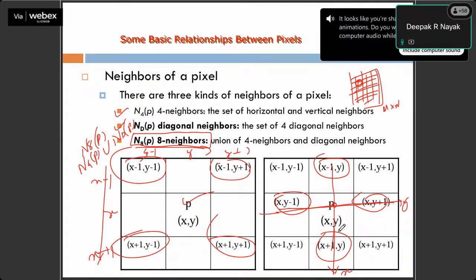That is the vertical neighbors, right? Vertical neighbors, horizontal neighbors, and the diagonal neighbors. That is N8 of p.